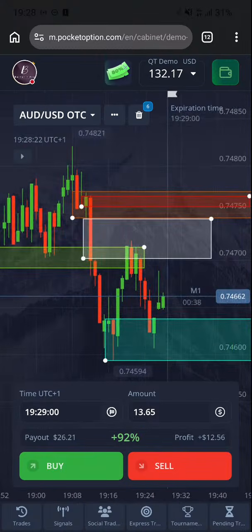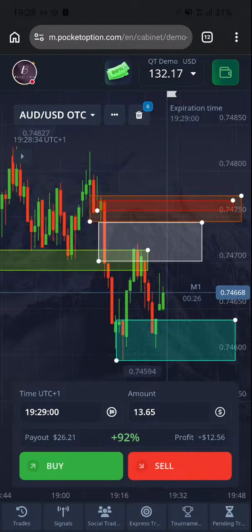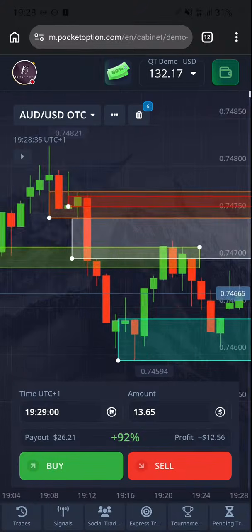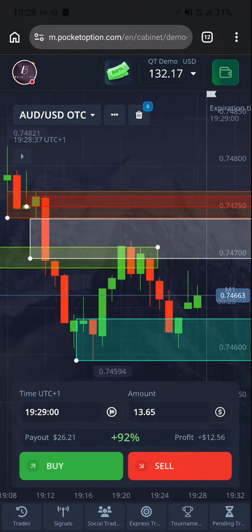This is binary options, this is not forex. Now, if it was forex, all I would need to do is take my entry inside the order block and expect the market to move downwards. And I can set my stop loss at this area, right?